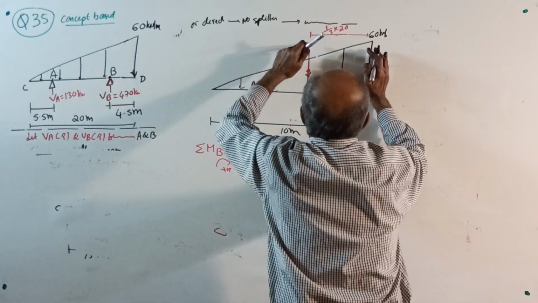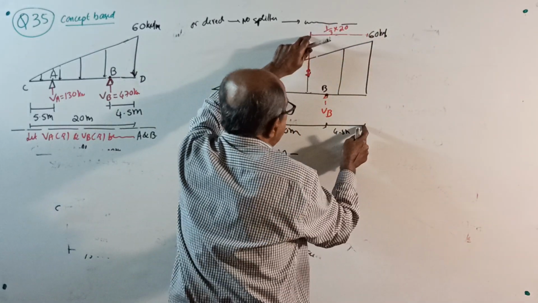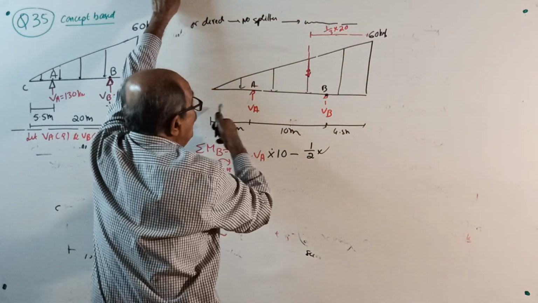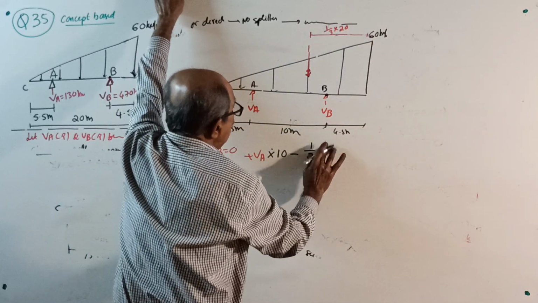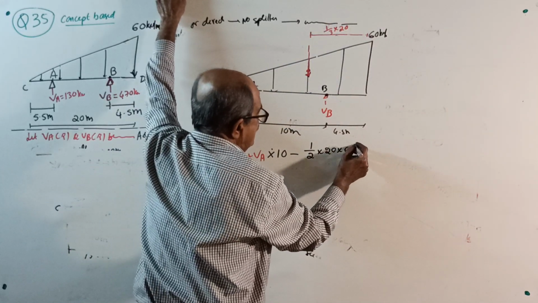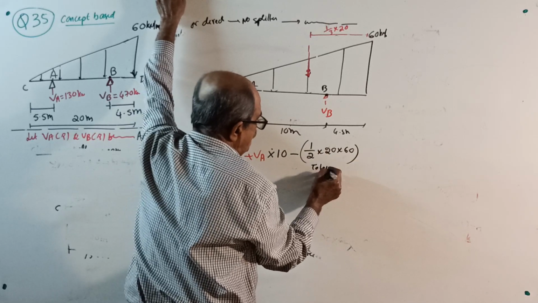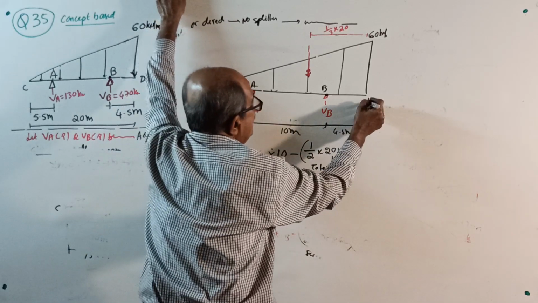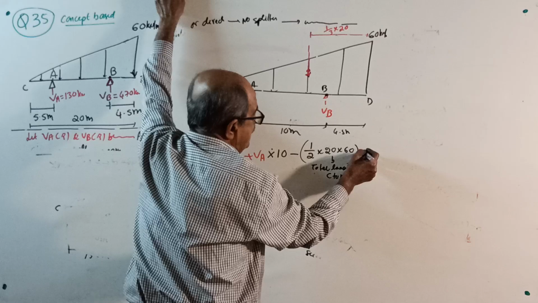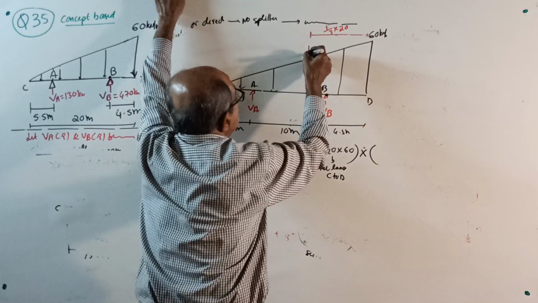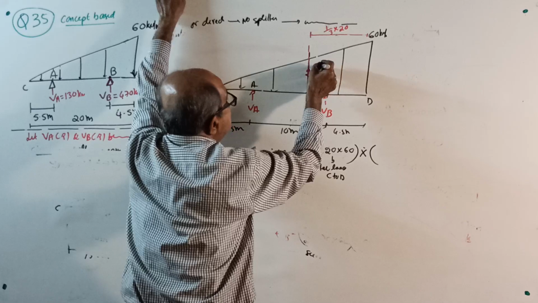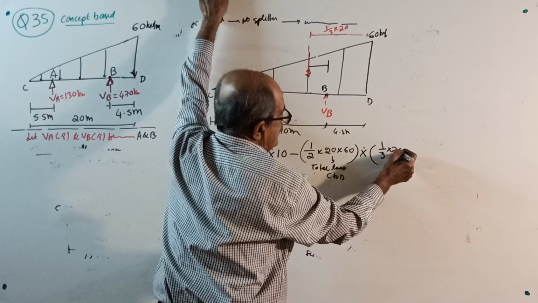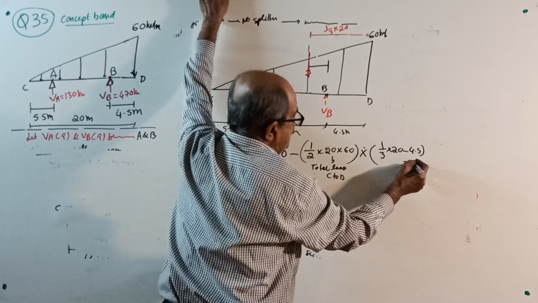See, the resultant load comes here. 1/3 of 20 is 6 point something. This is 4.5. So anticlockwise is minus: half into full load, half into 20 into 60, the total load from C to D, it will act somewhere here, into this distance, which is 1/3 of 20, minus 4.5 equal to 0.